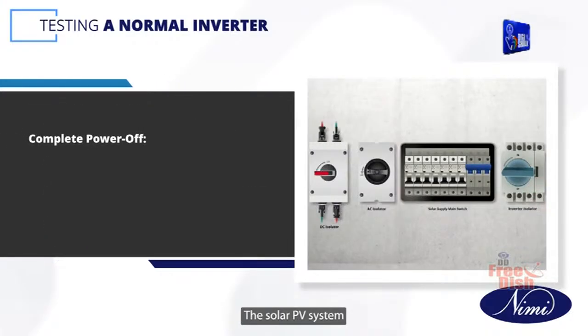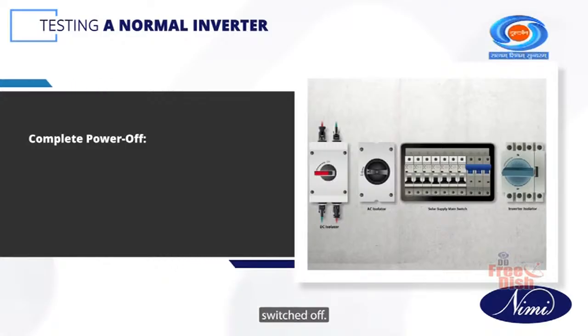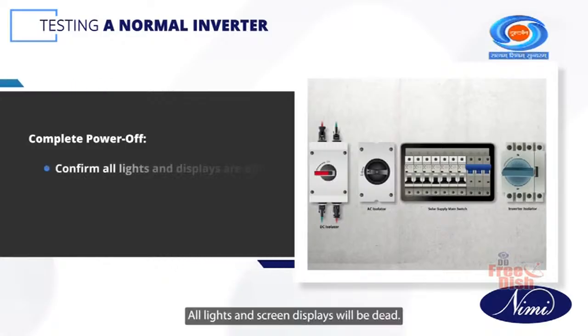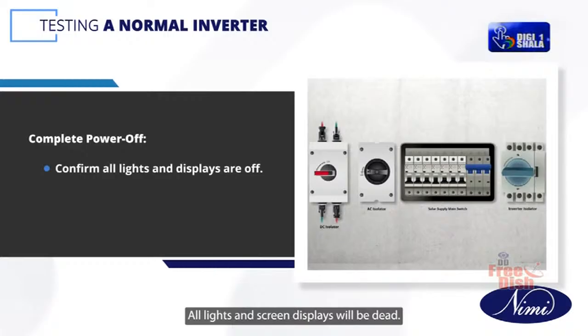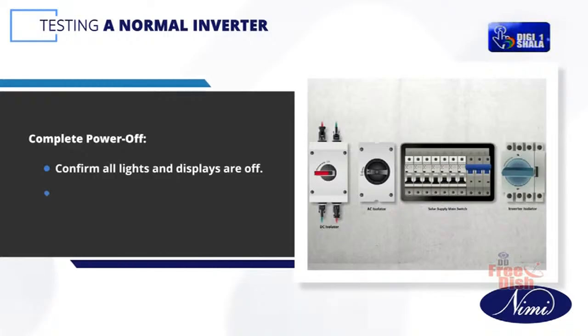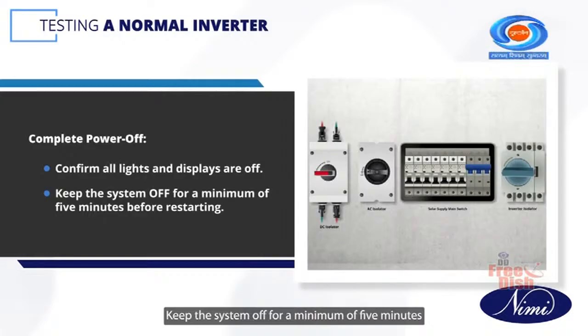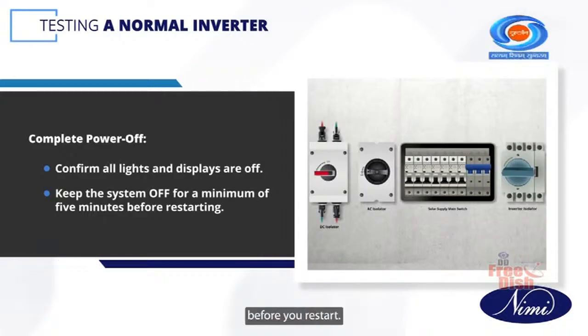The solar PV system should now be completely switched off. All lights and screen displays will be dead. Keep the system off for a minimum of 5 minutes before you restart.